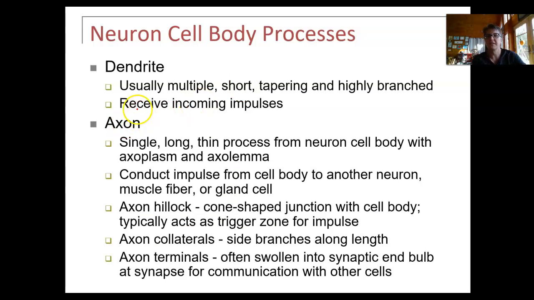Okay, but I have the dendrite. They're highly branched, and they have the sensory receptors. I have the axon, which is a long, thin process. Here's the axon hillock. That's the trigger zone for the impulse. That is what links up with the cell body. I have collaterals, which are branches. I have the terminals with the synaptic end bulb. That will have vesicles with neurotransmitter.